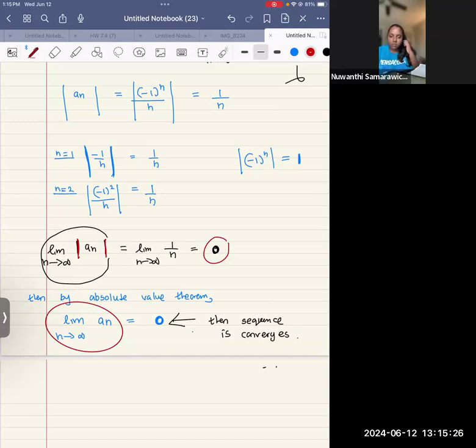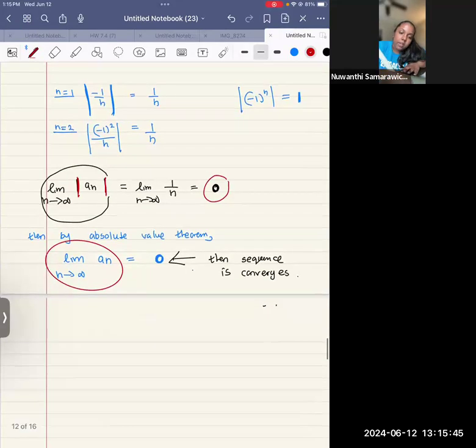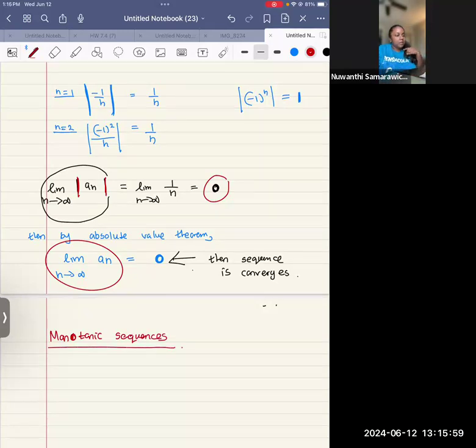Next, I'm going to move on to a new part. Okay, I see some questions. Okay, so let's move on to the next part. Now we are going to learn about monotonic sequences. Let's see what monotonic sequences are.